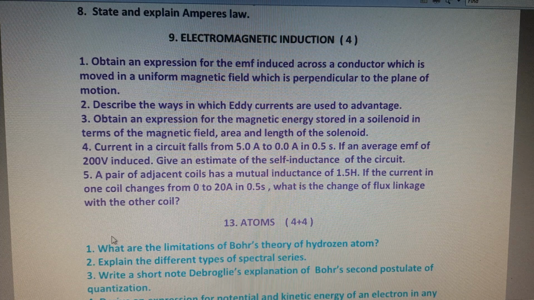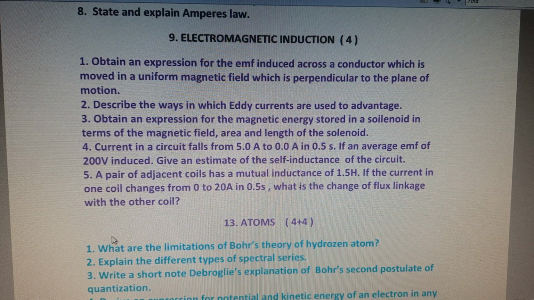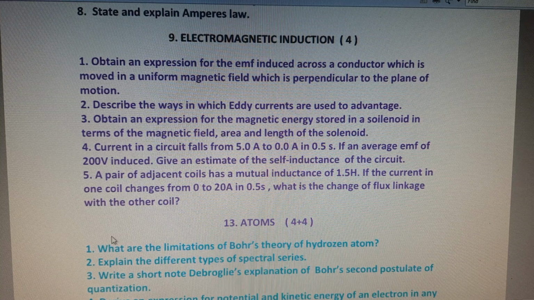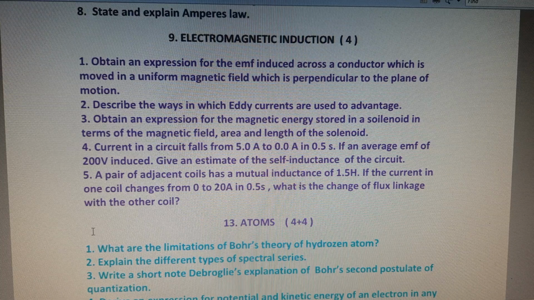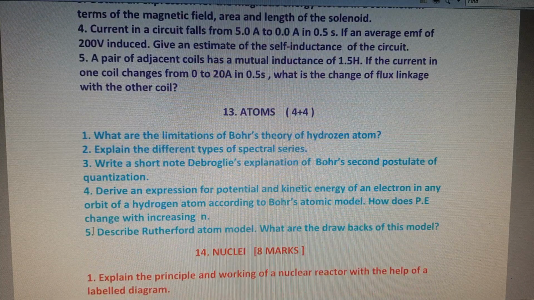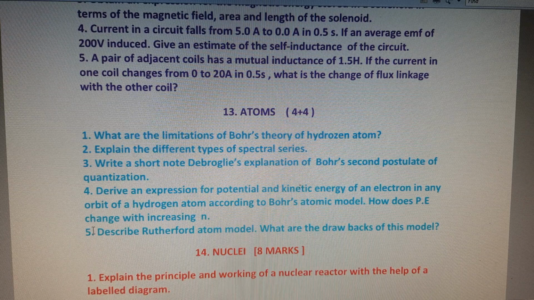And third one: obtain an expression for the magnetic energy stored in a solenoid in terms of the magnetic field, area, length of solenoid. And the fourth one and fifth one are the repeated questions, important problems. And the next very important lesson will be atoms. This chapter will contain a total of five important 4-mark questions, but in the IPE examination, two 4-mark questions will be asked.